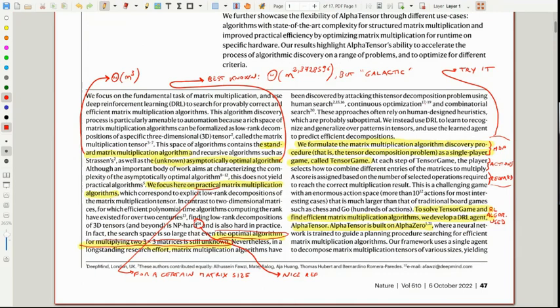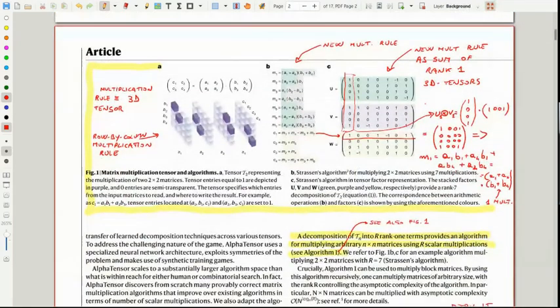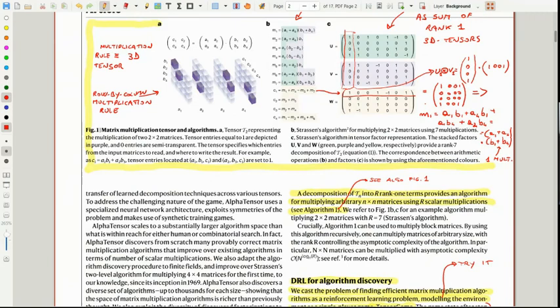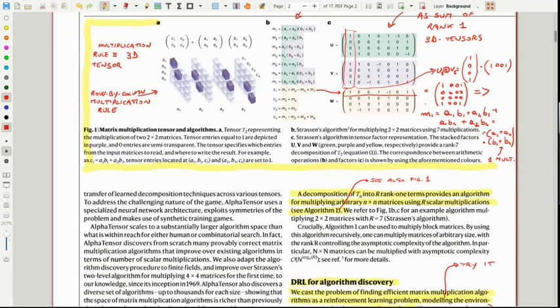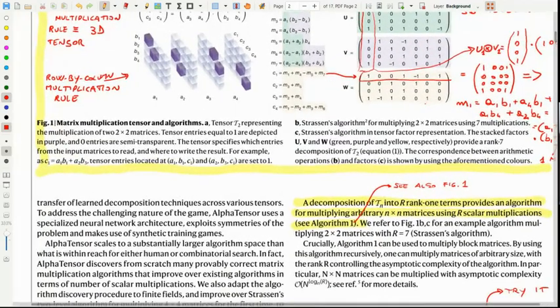So we formulate the matrix multiplication algorithm discovery procedure as a single player game that we call tensor game. Now, the point is that a multiplication rule between two matrices is a bilinear operation. And so it corresponds to a rank 3 tensor in a way that I can show to you. The way is the following, shown here in the picture. Let me define what this is.